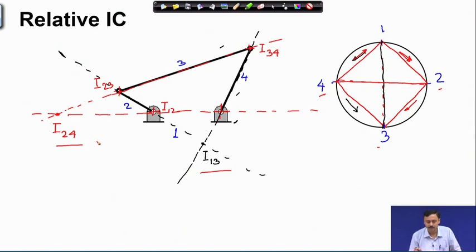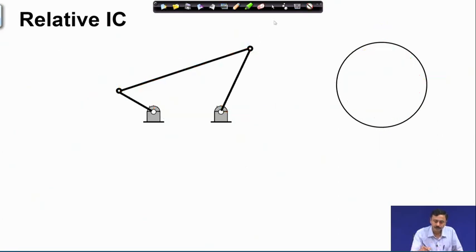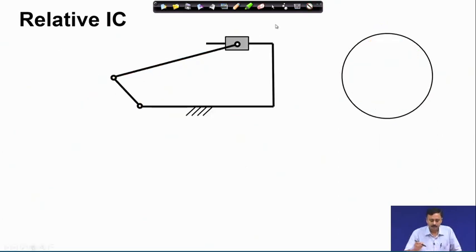Circle diagram helps you to keep track of the bodies or links and to search for paths which connect 2 points or 2 links. So, let us proceed further. So, here we have a 3R 1P chain, ground is 1 2 3, the slider is 4. So, again 4 bodies.